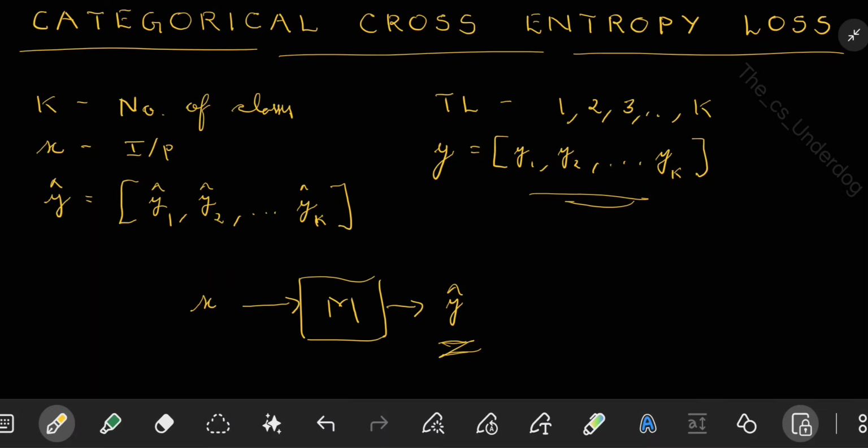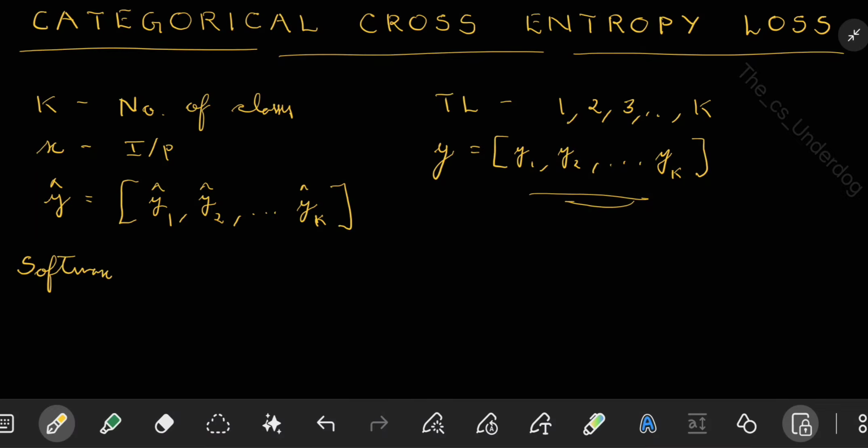Okay, so the next thing you come to is, given these real numbers, there should be some way of converting them into probabilities. This y cap is the raw model output. We don't want that raw output. We want it converted into probabilities of different classes. How can you convert it into probability? That is where softmax comes in. Using softmax, you are going to convert this y cap into probability.